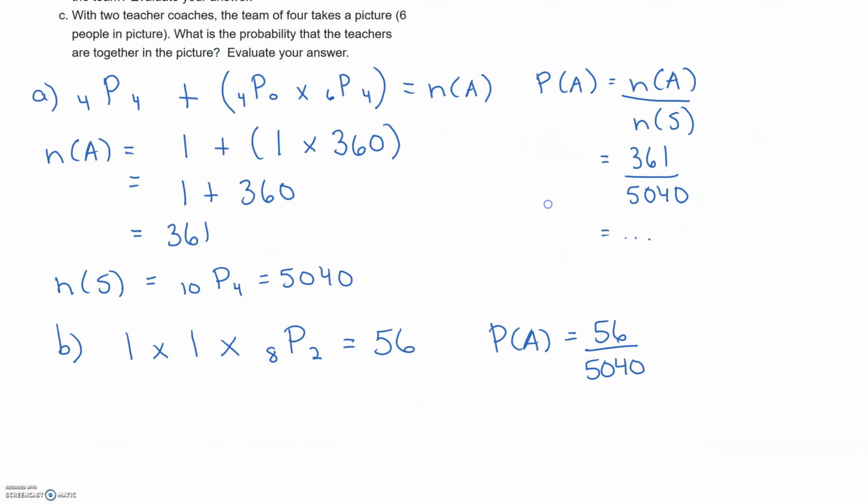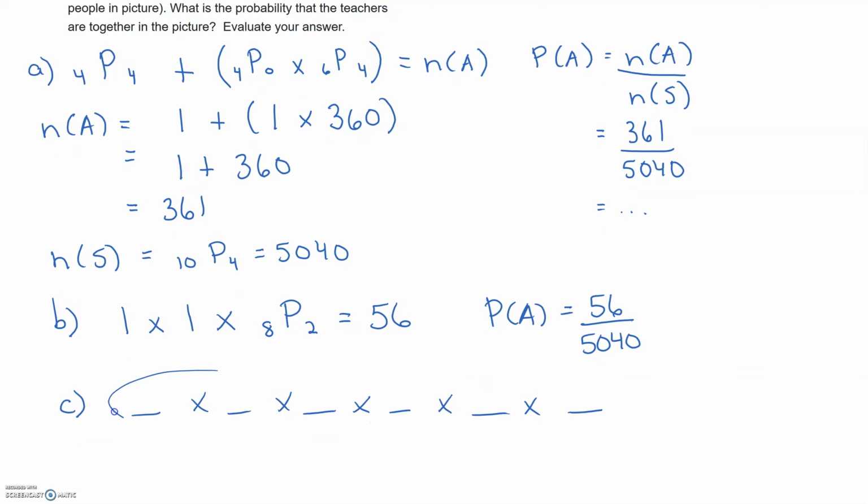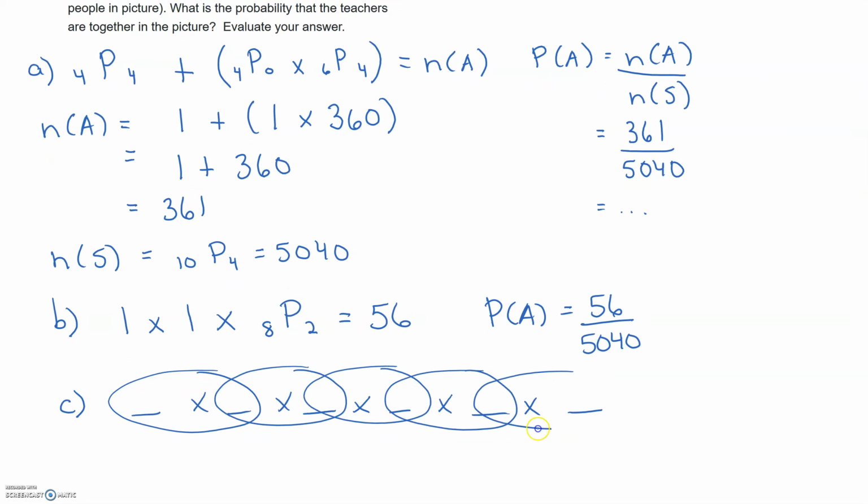Now, for question C, with 2 teacher coaches, the team of 4 takes a picture. So now there's 6 people taking a picture, okay? And they want to know what is the probability that the teachers are together in the picture. So we can have the teachers sitting together in 1, 2, 3, 4, five ways, but if you flip the teachers, it doesn't matter who's first or second. So there's actually 10 ways that the teachers can sit together.